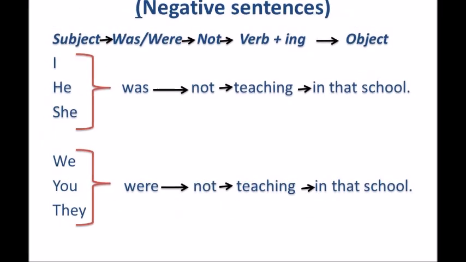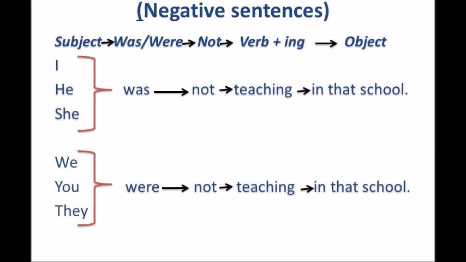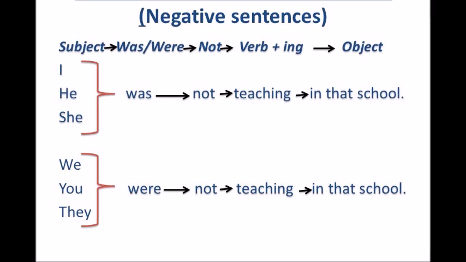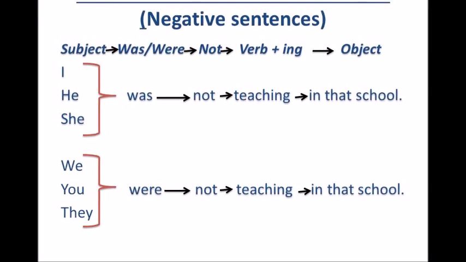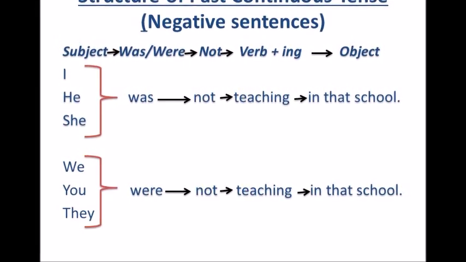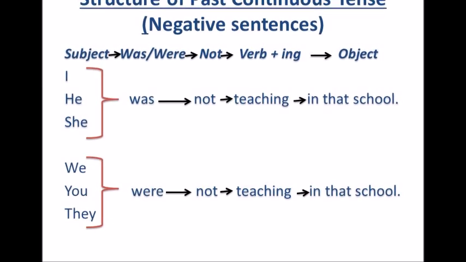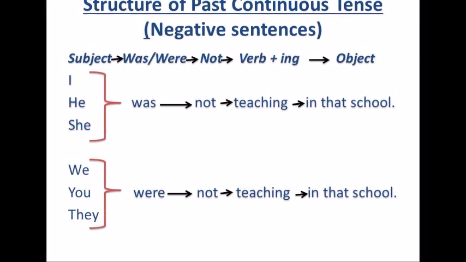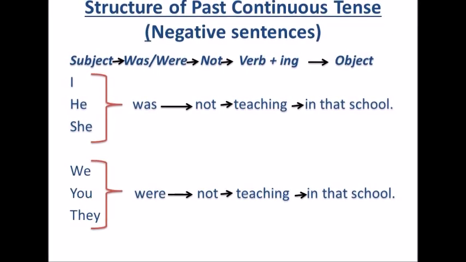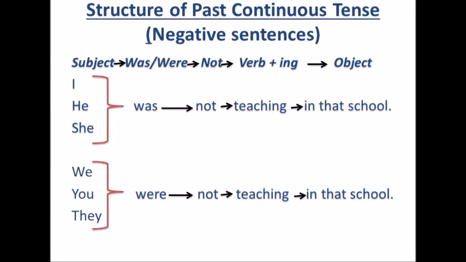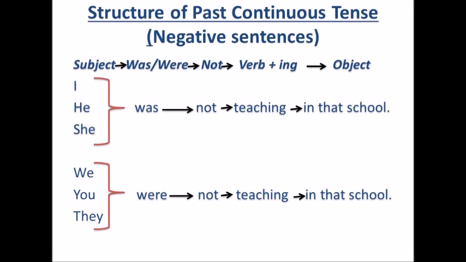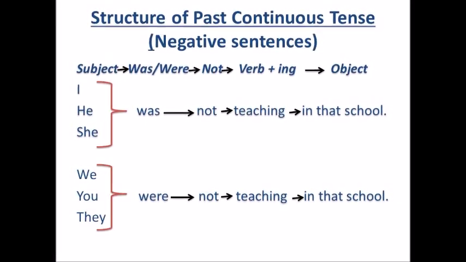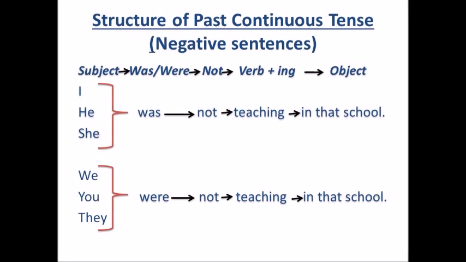To form a negative sentence in past continuous tense, we simply use not in between of helping verb and main verb. I was not teaching in that school. He was not teaching in that school. She was not teaching. We, you, they were not teaching in that school.